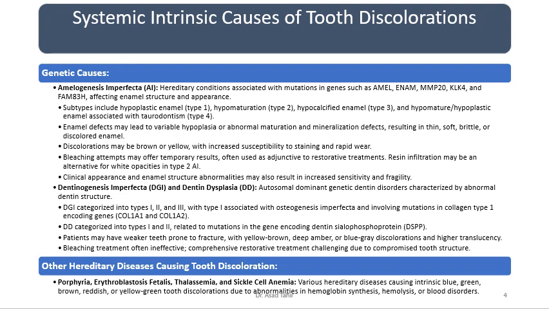Patients may have weaker teeth prone to fracture, with yellow-brown, deep amber, or blue-gray discolorations and higher translucency. Bleaching treatment is often ineffective, and comprehensive restorative treatment is challenging due to compromised tooth structure. Other hereditary diseases causing tooth discoloration: porphyria, erythroblastosis fetalis, thalassemia, and sickle cell anemia, various hereditary diseases causing intrinsic blue, green, brown, reddish, or yellow-green tooth discolorations due to abnormalities in hemoglobin synthesis, hemolysis, or blood disorders.